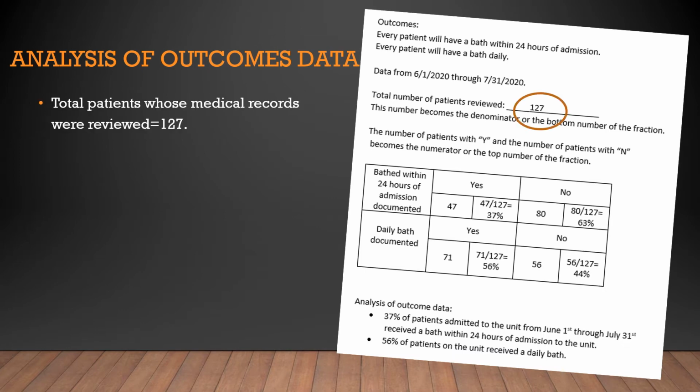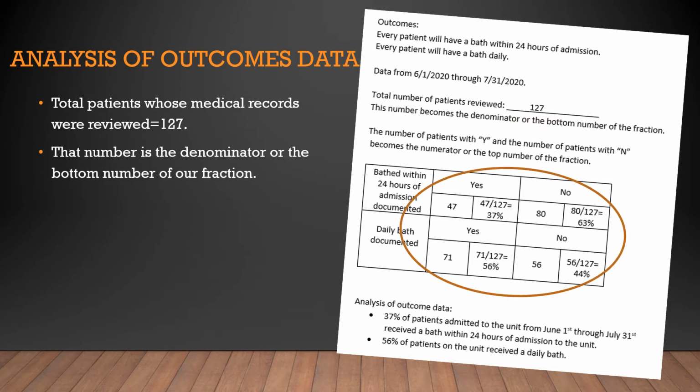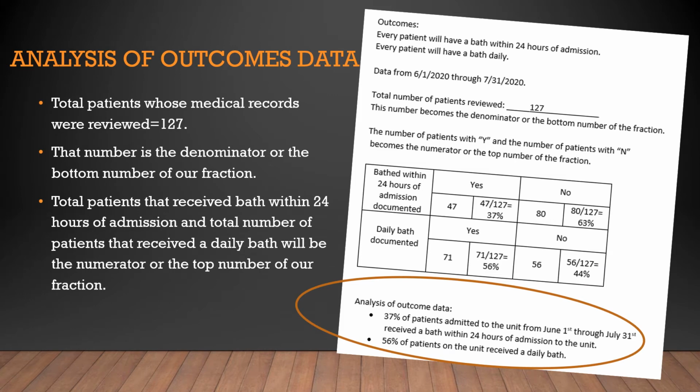Let's look at our outcomes data. Total patients whose medical records were reviewed was 127. That number is the denominator or the bottom number of our fraction. And as you see here, we had 47 patients that did receive a bath within 24 hours of admission and 80 that did not. And 71 received a daily bath and 56 did not. Total patients that received a bath within 24 hours of admission and total number of patients that received a daily bath will be the numerator or the top number of our fraction.